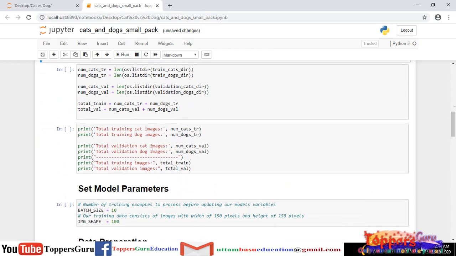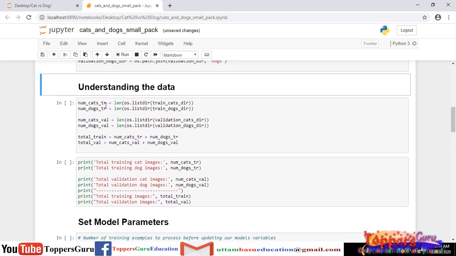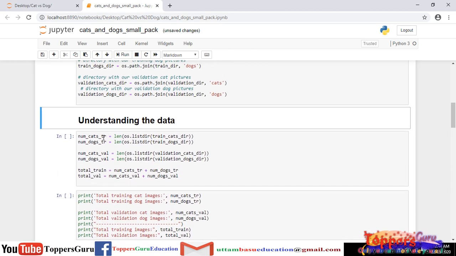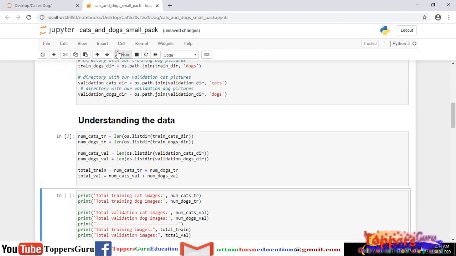Now count the length or number of files. Number of cats under the train directory equals the length of train cats, number of dogs train equals the length of train dogs, number of cats validation equals the length of validation cats, number of dogs validation equals the length of validation dogs. Total train equals total number of train cats plus total number of train dogs. Total validation equals total number of validation dogs plus total number of validation cats. Okay, I just run this code.